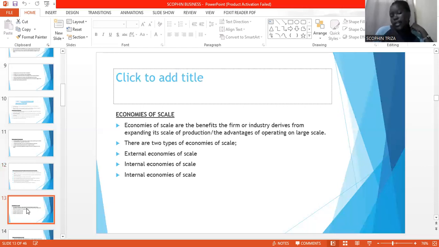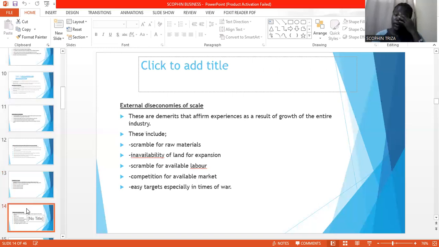Let us look at economies of scale. Now, economies of scale are the benefits a firm or industry derives from expanding its scale of production, or the advantages of operating on a large scale, in short. But there are two types of economies of scale. There are the internal economies of scale, and we also have the external economies of scale.